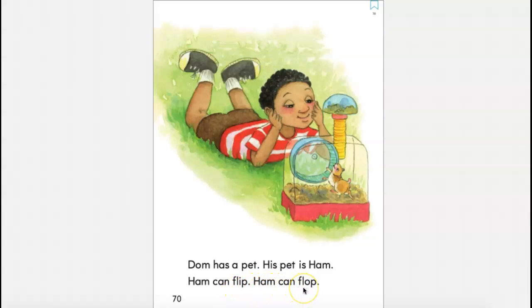Ham can flop. Oh, so we know what this animal is now. It's a hamster. That's why his name is Ham. We can see he has a small hamster cage, a hamster wheel, and also a tunnel with some hay. Do you see any words on this page that are words that blend with the letter L? I see two. The words flip and also the word flop.